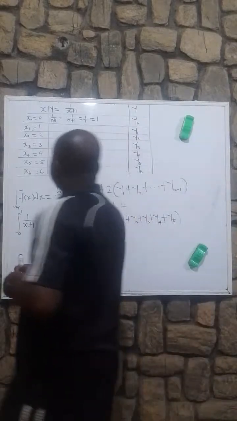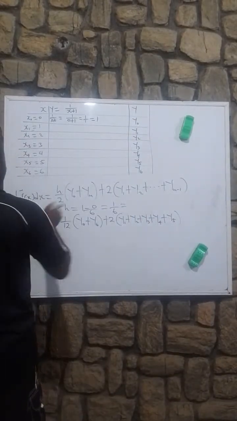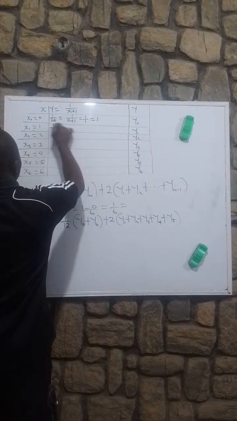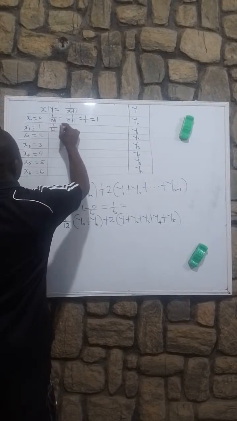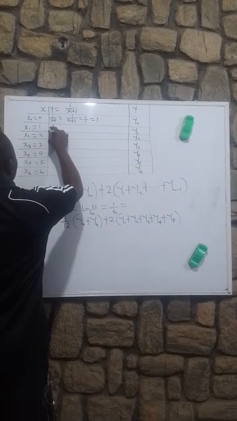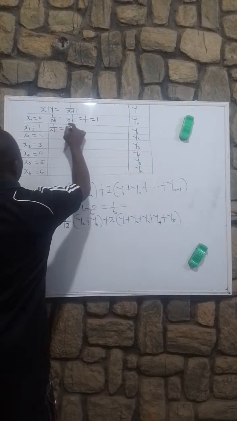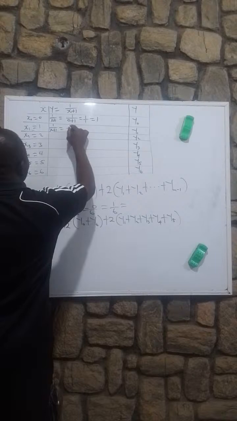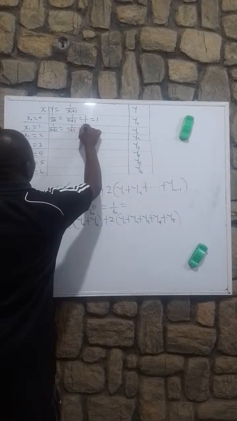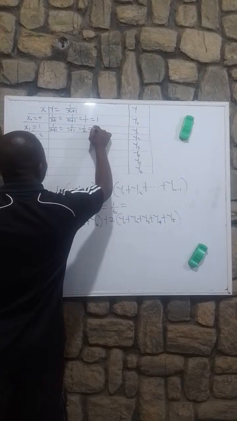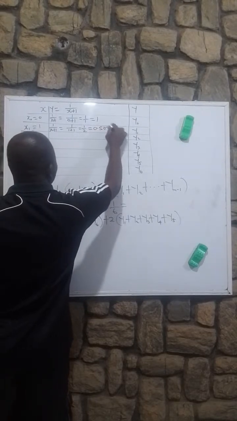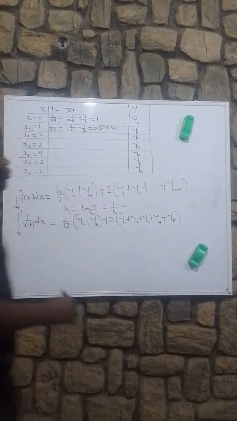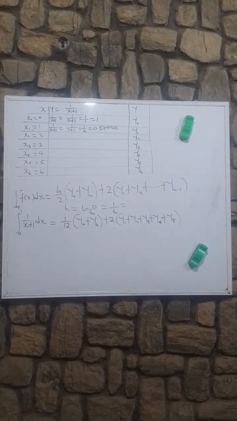It's true, right? Let's consider x is 1. 1 all over x plus 1 equals 1 all over 1 plus 1, which equals 1 all over 2, which equals 0.5000. Am I right? Okay. So far so good.